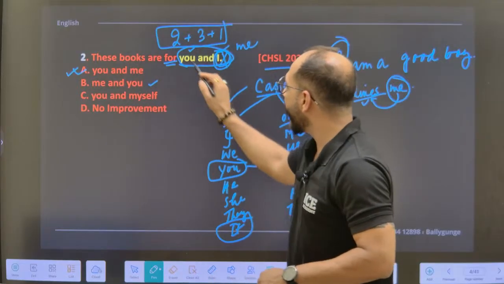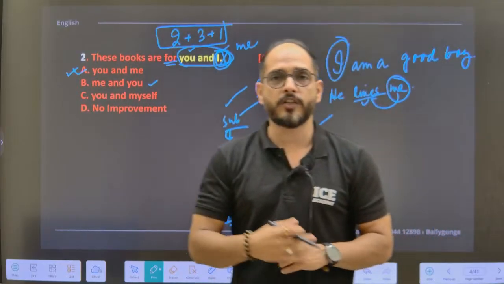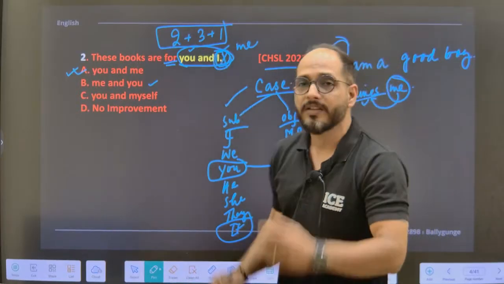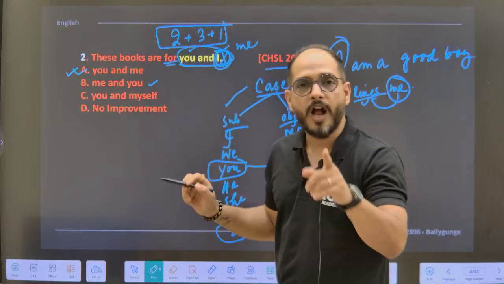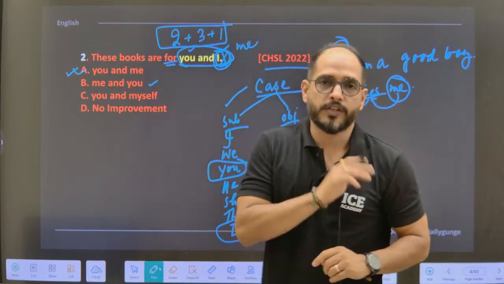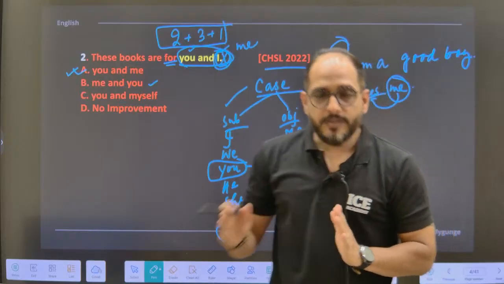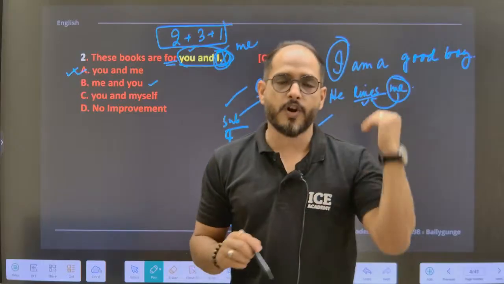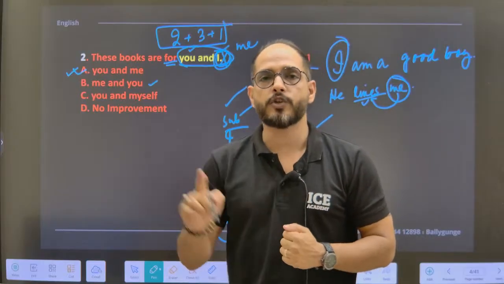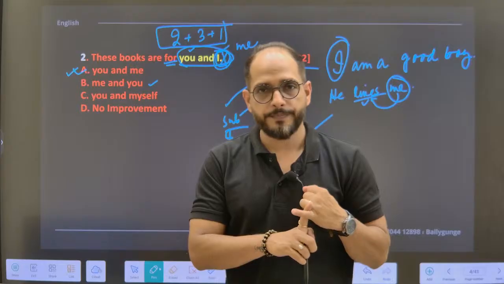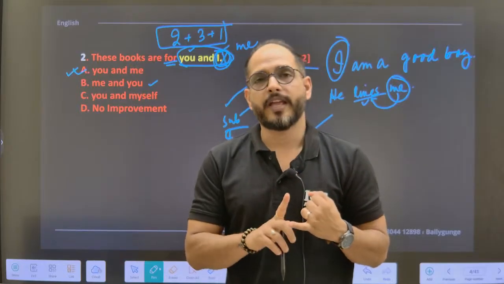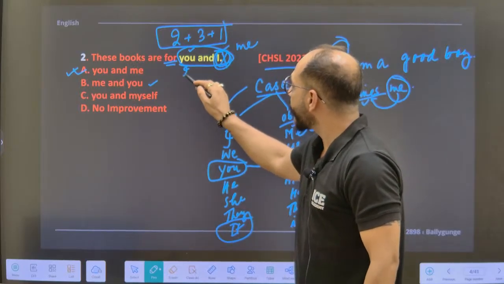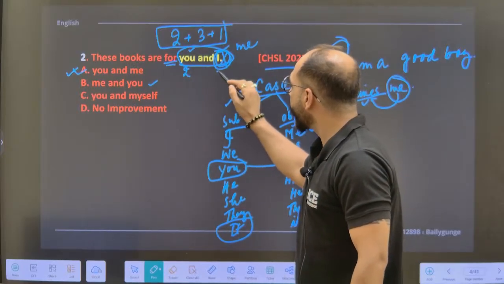Now in this sentence, you may ask what is 2, what is 3, what is 1? Basically these are the persons. 2 means second person, 3 means third person, and 1 means first person. In a normal sentence, when 3 types of personal pronouns are given, the order should be: first the second person will come, then the third person, and then at the end the first person will come.